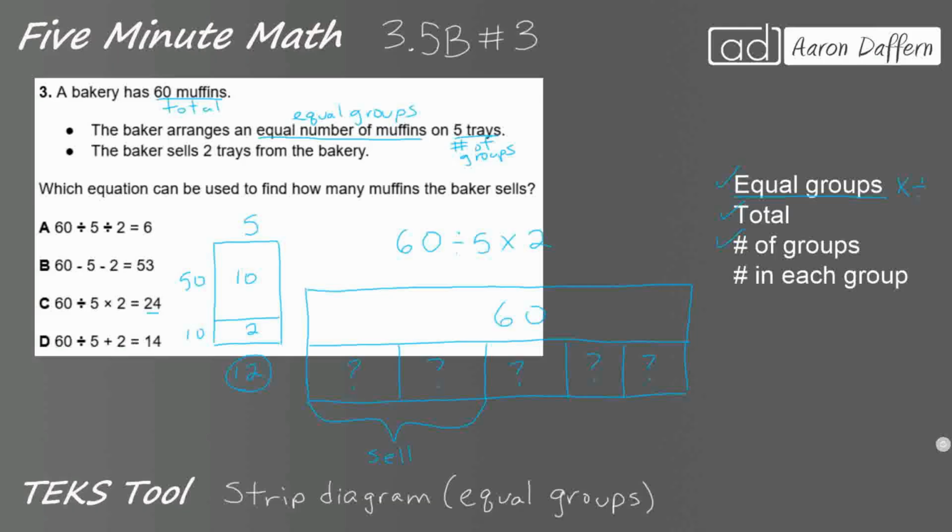So each of these is going to be 12, I'm just going to write 12 over here. And then we need to multiply 12 times 2, and 12 plus 12 does make 24. So that is going to work. The baker sells 24 muffins, and the equation that best represents this is going to be C.